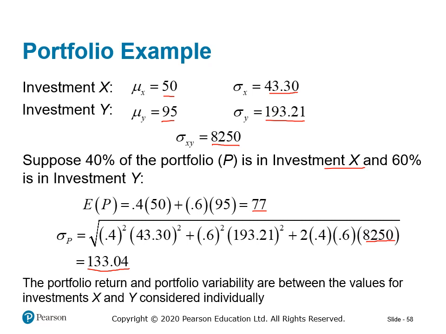Now notice here, the expected value of my portfolio is in between the two, skewed a little higher, 77, and my standard deviation is in between my two standard deviations. So the portfolio return and the portfolio variability are between the values for X and Y considered individually. So basically the standard deviation is between the two, the risk is between the two, and my expected return is between the two individual funds.